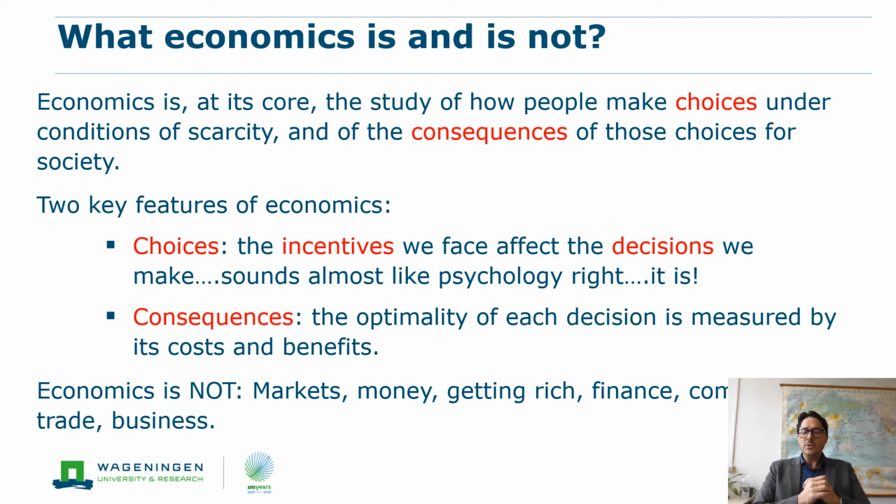Now, I have given you a few definitions, including mine, about what economics is. And so far, I've not said anything about economics being markets. It's not about money. It's not about getting rich. It's not about finance, commerce, trade, business. That's not economics. That's a part of economics. Of course, in economics, some agents will be private firms that are profit maximizers and they care about their profit, their bottom line, as they call it in the business sector. But ultimately, that's not what economics is about. Economics is about societies making decisions and judging our choices by their consequences.